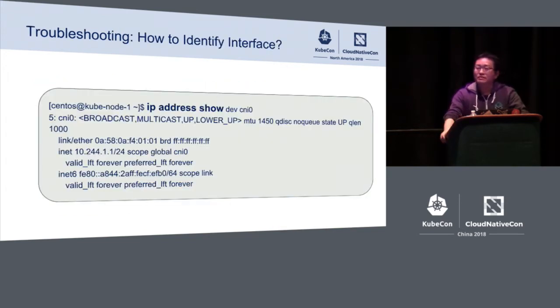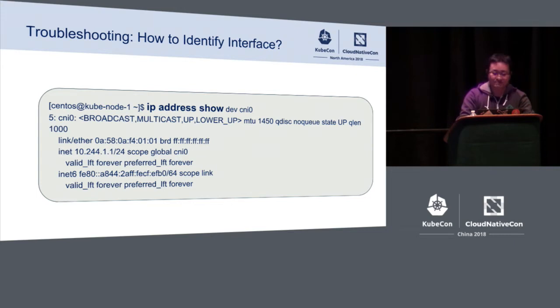So in Linux networking, the first troubleshooting step is the ip address show command. We can check the IP address, its link status, and so on. But how about in a container? Especially, we can see the cni0 interface, but I don't know which type of interface cni0 is.